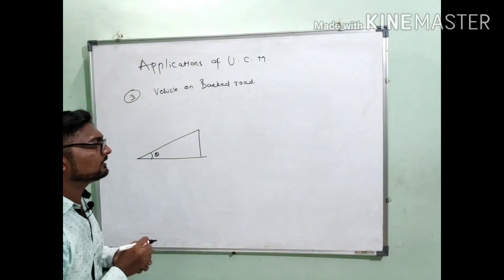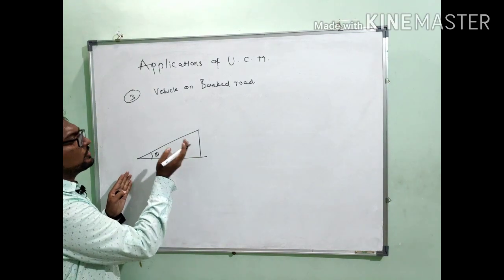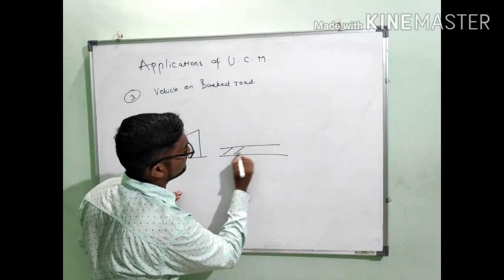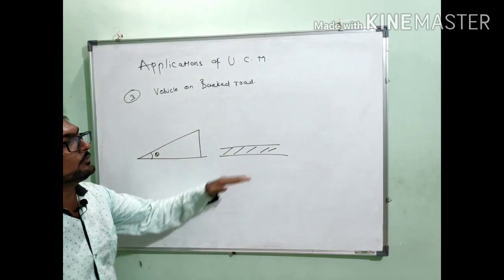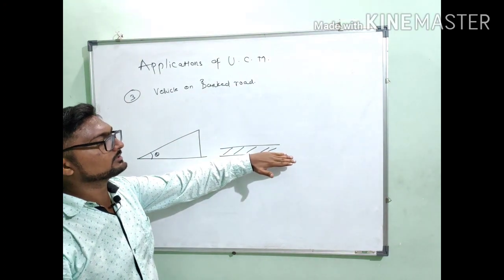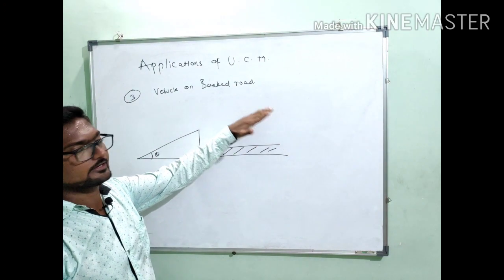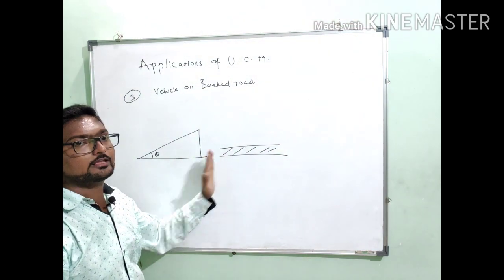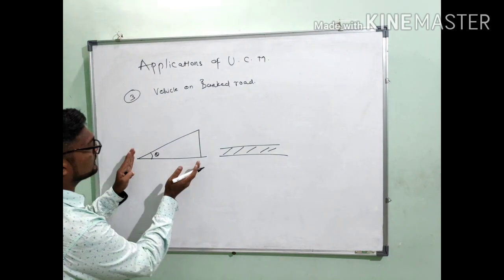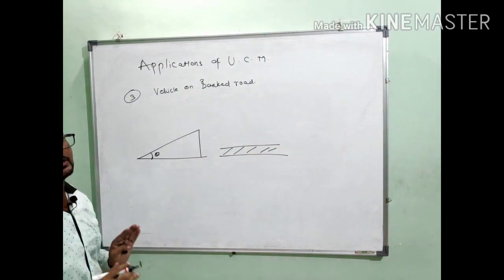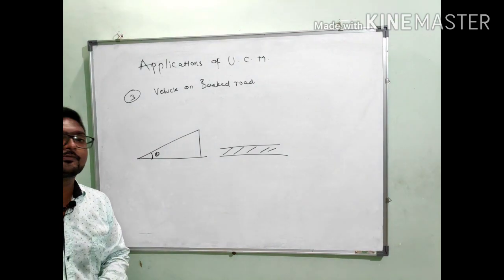A banked road is what? This is our road. The outer edge of the road is made higher than the inner edge, so it is making an angle theta with the horizontal. This is called the banking of road.